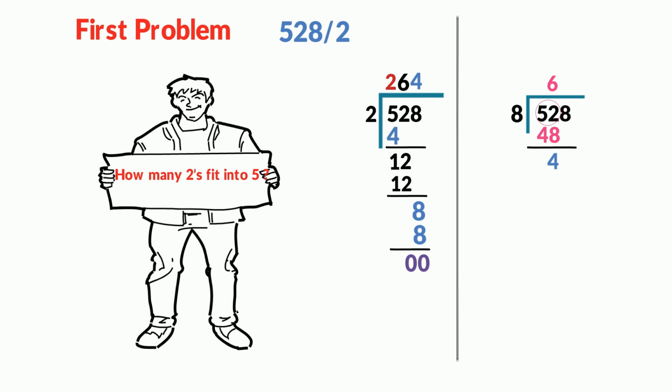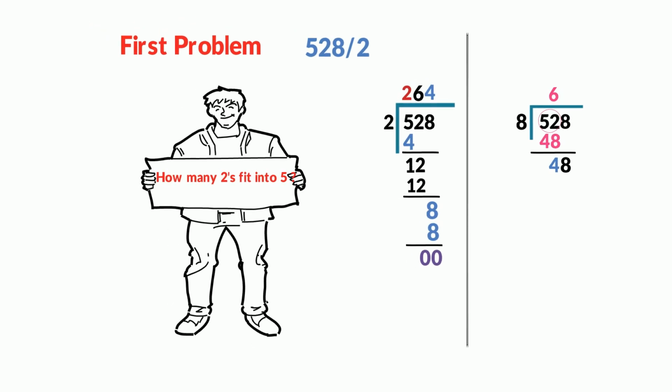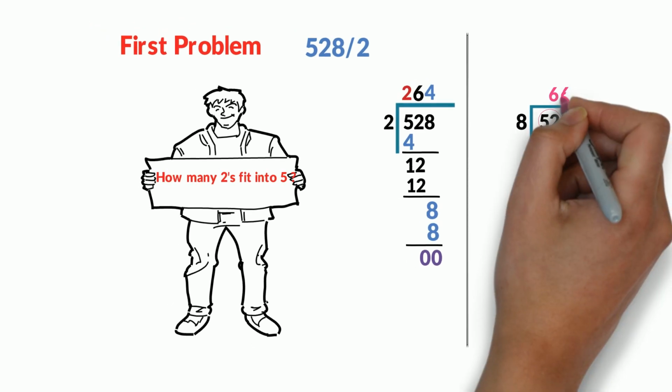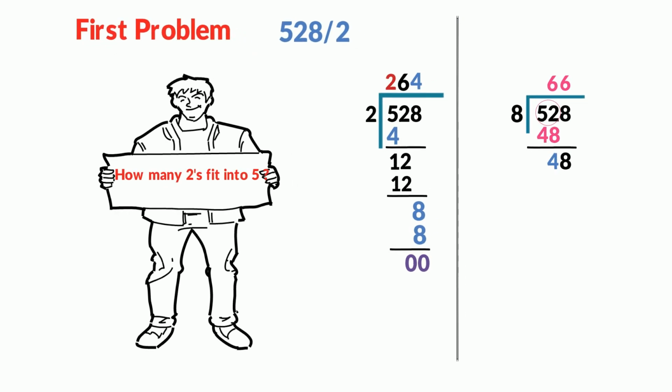Now, we only have one digit left to divide, so we bring down a copy of it to combine with the remainder and ask, how many 8's will make 48? We know the answer to that is 6 also. 6 times 8 is 48, which leaves no remainder. There, our answer is 66.